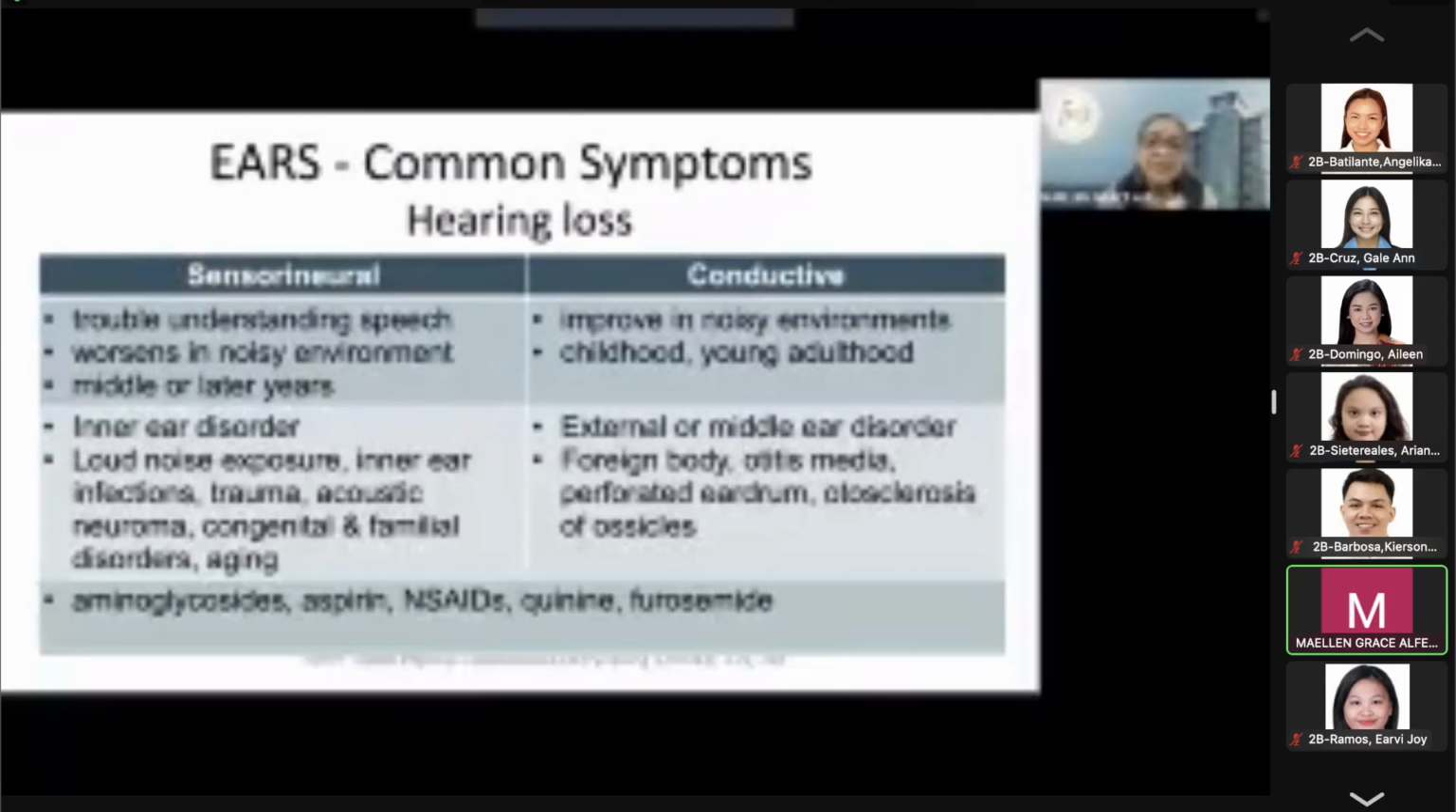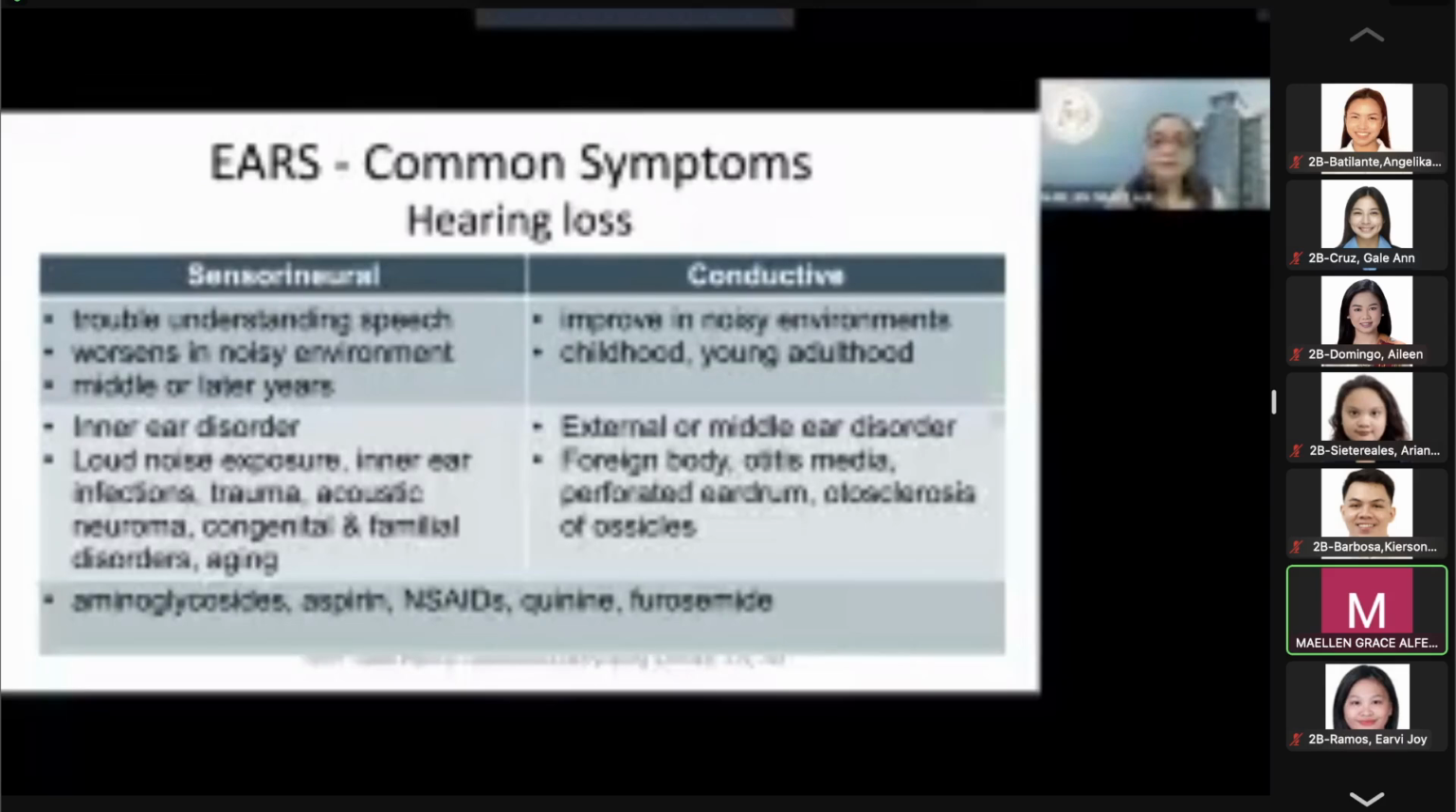Both sensorineural and conductive hearing loss can occur with drugs like aminoglycosides, aspirin, non-steroidal anti-inflammatory drugs, quinine, and furosemide.